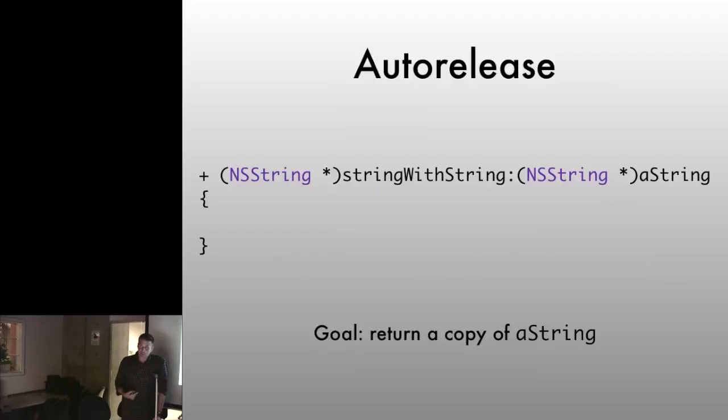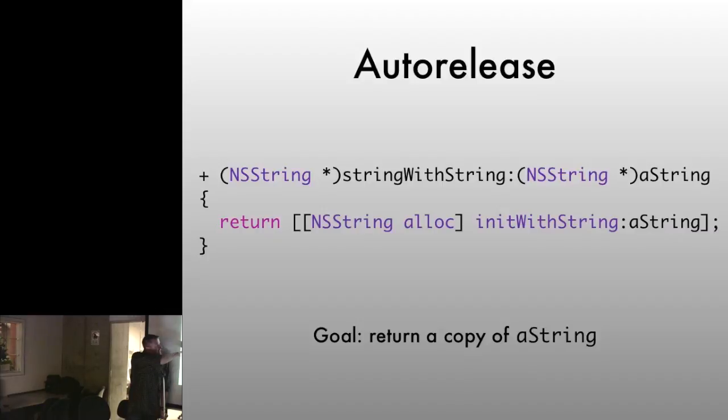So here's a real typical example, and where we start running into a problem. Let's say we made a class method called string with string. We pass it a string, and our goal is to return back a copy of this string that was passed in. So allocate, initialize it with the string that was passed in, and return it. What's wrong with that? We allocated the memory. We haven't said anything about releasing. We're assuming that the caller is releasing that. That's bad.